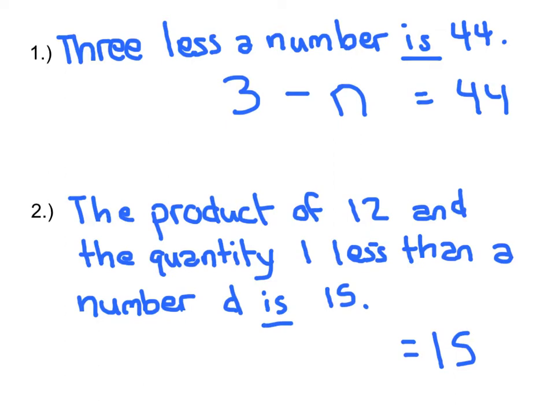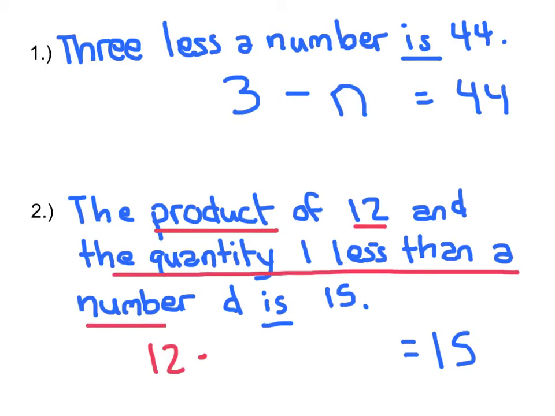All right, so let's break this down. We have the product of. Product means that I'm going to be multiplying two things. 12 times, and in this case, the expression of quantity 1 less than a number. Because it says 1 less than, 1 is being taken away from that number d. So that is multiplication. So we have 12 times the difference of d and 1 is equal to 15. Hopefully that is what you got. And if not, make sure you put a question mark next to this problem so that we can review this together tomorrow as a class.